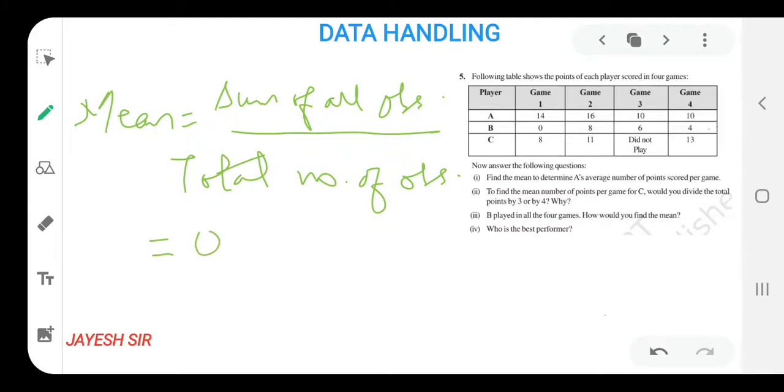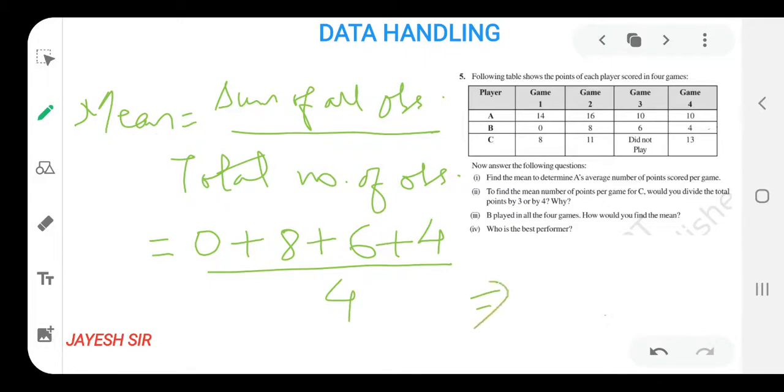In the first game, he has scored 0 points. In the second game he scored 8, in the third he scored 6, and in the fourth game he scored 4. Now the sum of the observations should be kept in the numerator, so we add all the numbers. 6 plus 4 is 10, 10 plus 8 is 18, 18 plus 0 would be 18, upon 4.